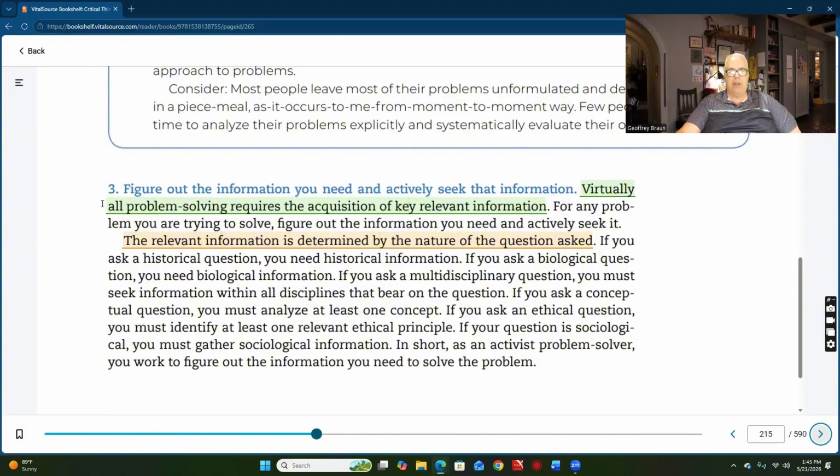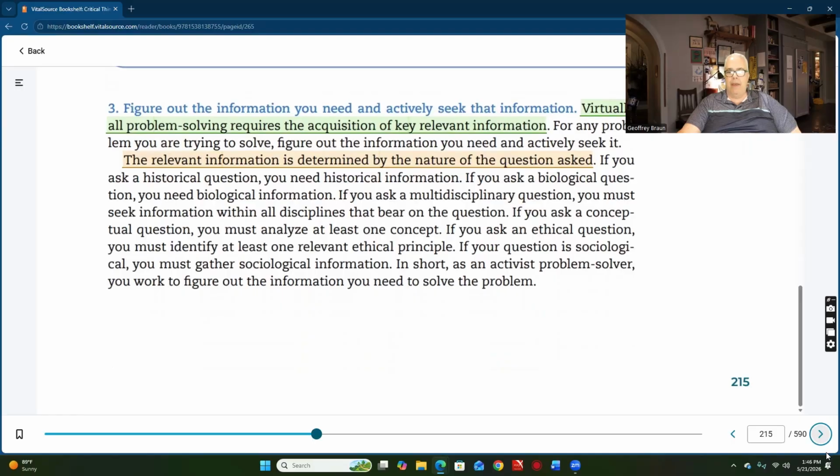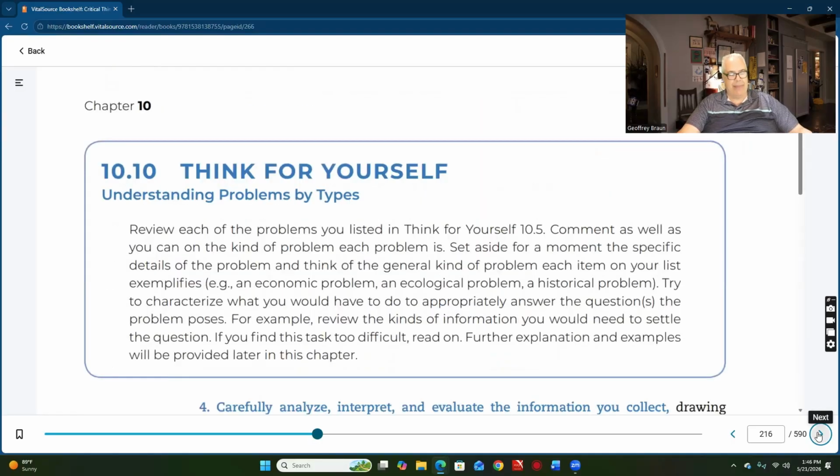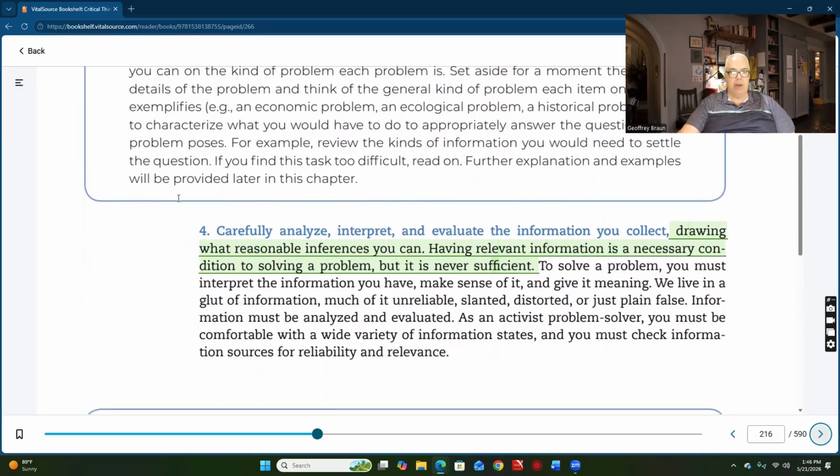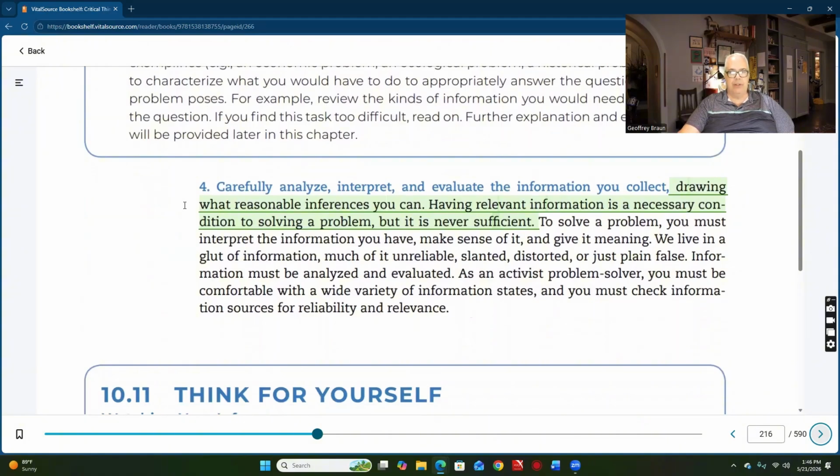Virtually all problem solving requires the acquisition of key relevant information. For any problem, like I was doing there with prices rising, figure out the information. The relevant information is determined by the nature of the questions asked. That's true, right? You have to ask the right questions, relevant questions, pertinent questions. You have to ask comprehensive questions that will cover the range of issues with great depth and breadth, right? Not superficial questions, irrelevant questions, ignorant questions, non-applicable questions, right?